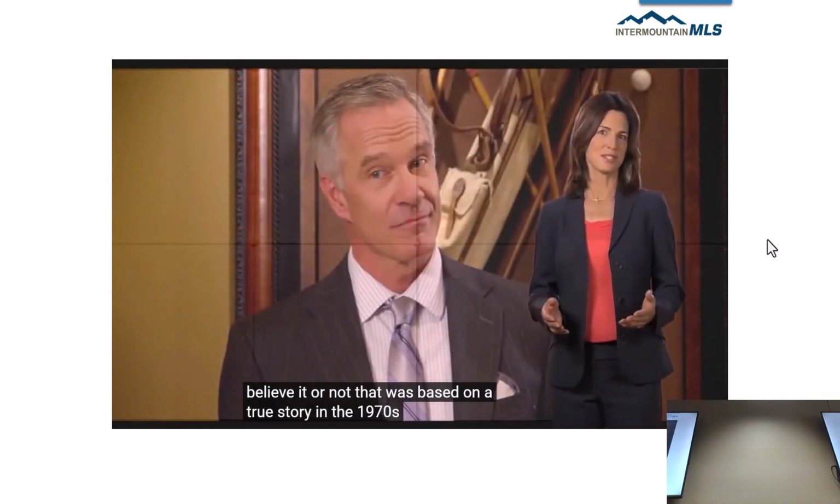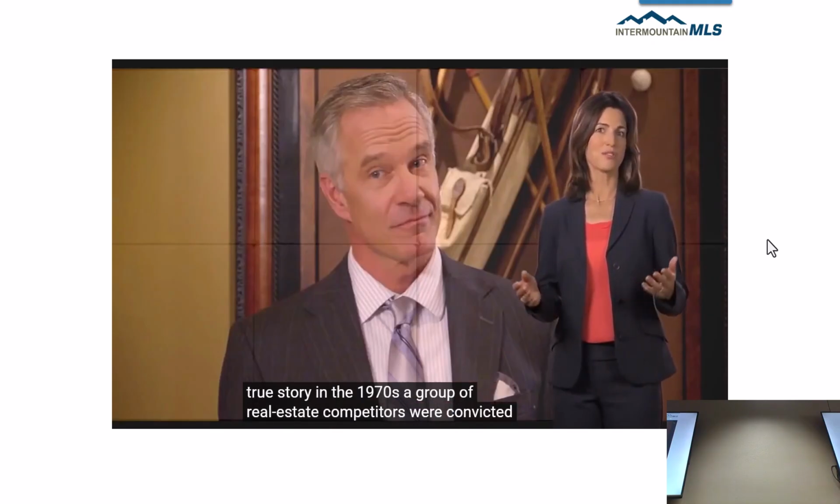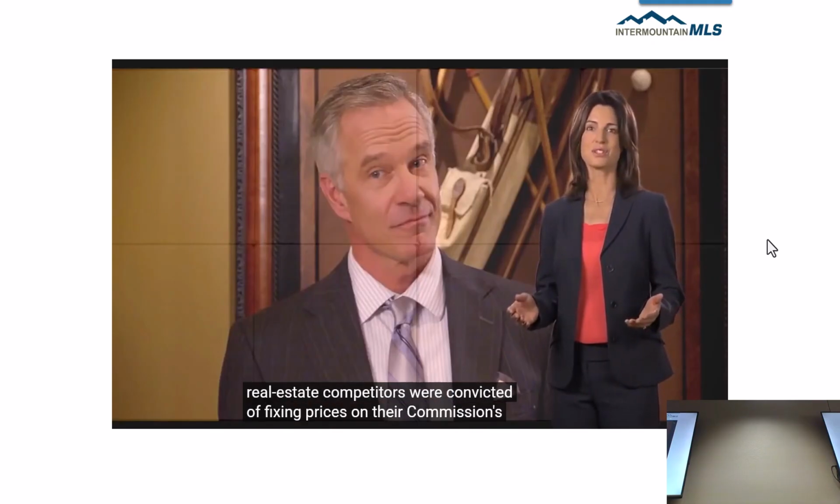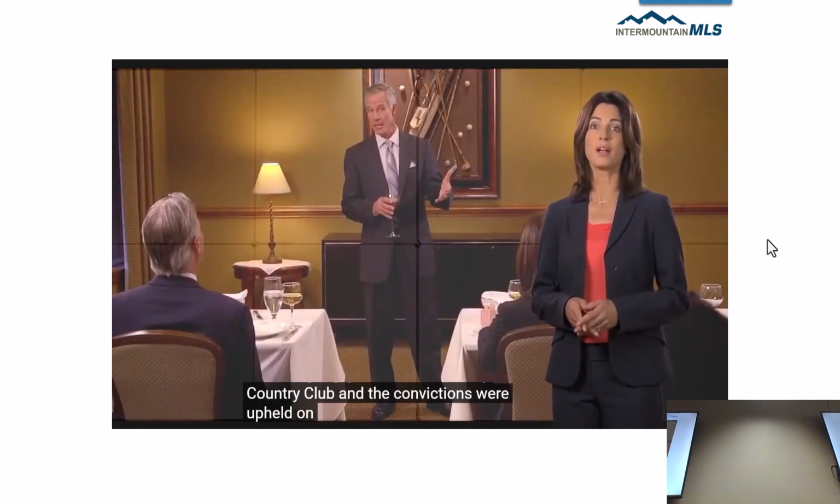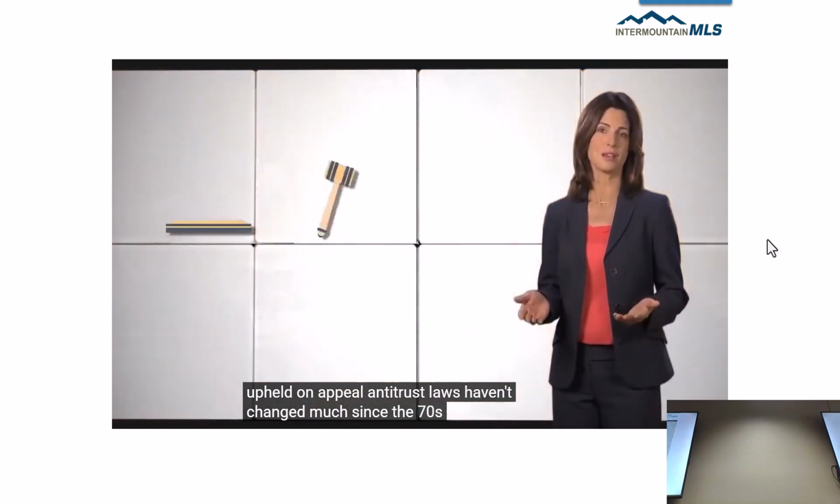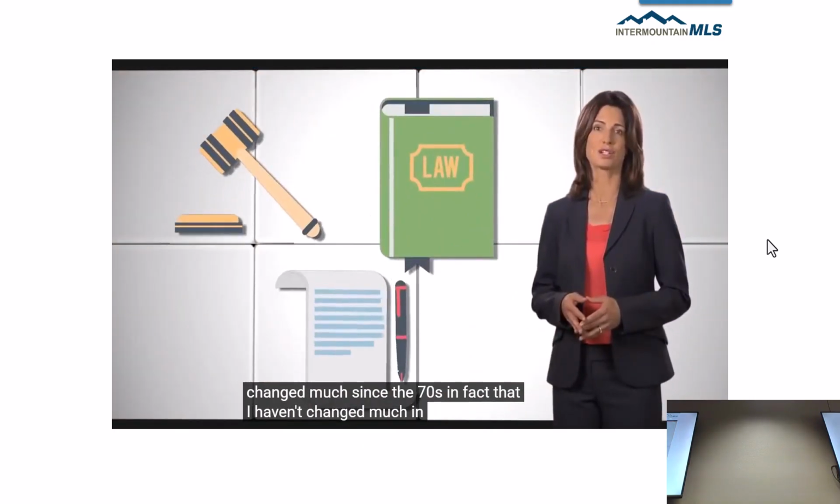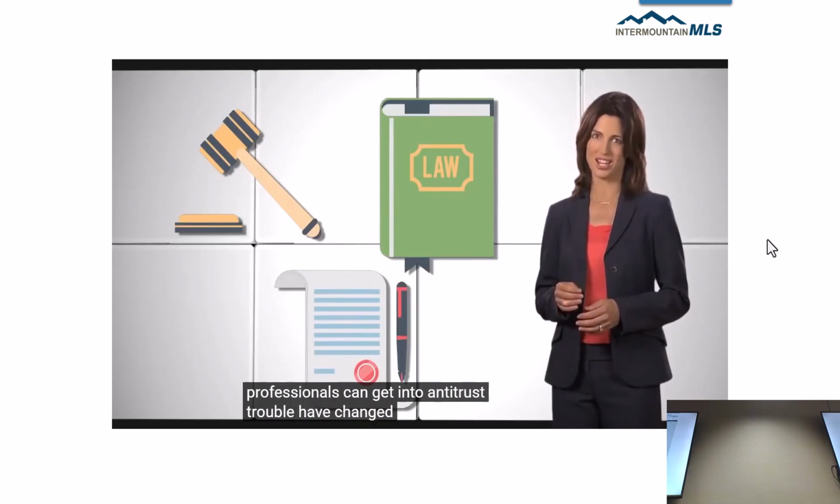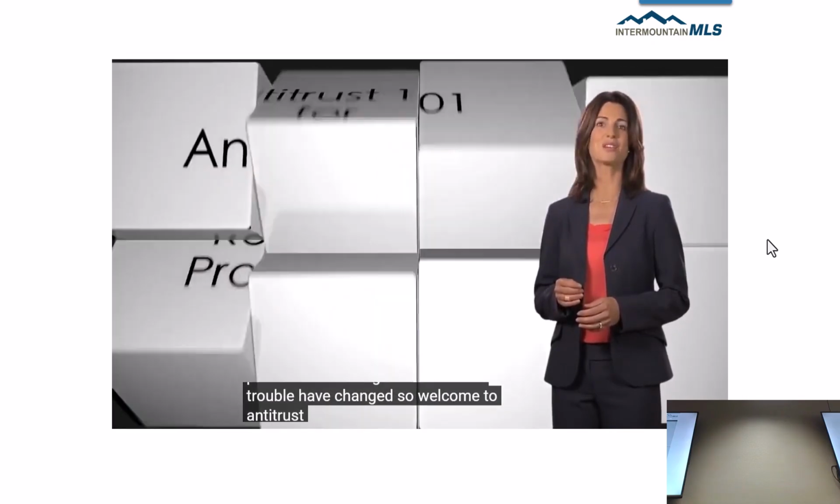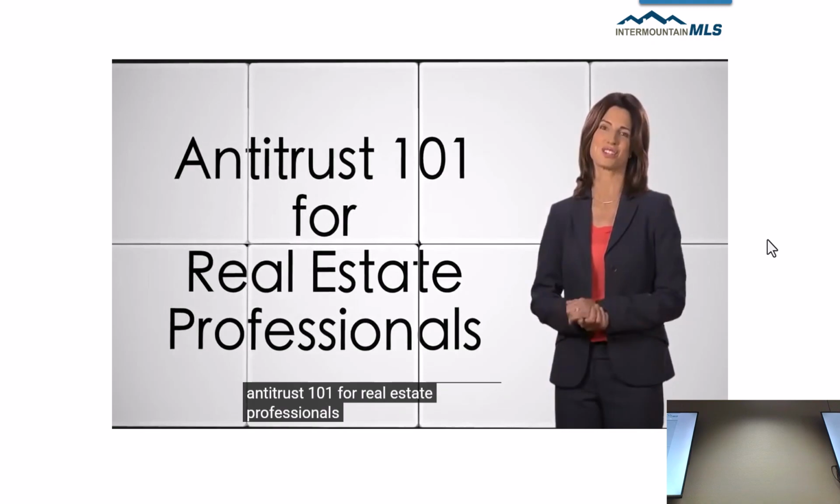Believe it or not, that was based on a true story. In the 1970s, a group of real estate competitors were convicted of fixing prices on their commissions while they enjoyed dinner at a fancy country club, and the convictions were upheld on appeal. Antitrust laws haven't changed much since the 70s. In fact, they haven't changed much in over 100 years, but the ways that real estate professionals can get into antitrust trouble have changed. So, welcome to Antitrust 101 for real estate professionals.